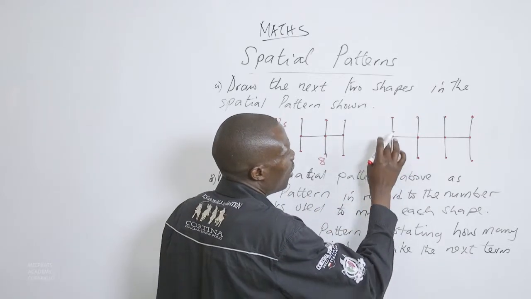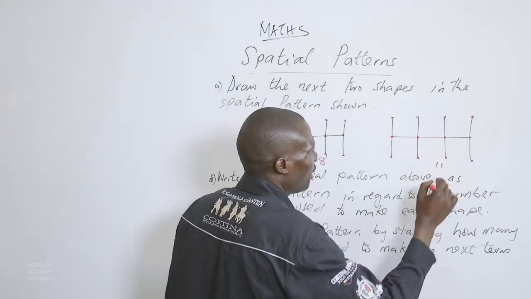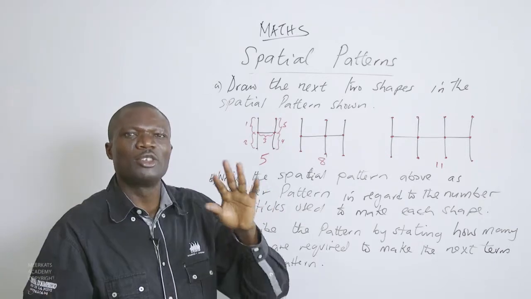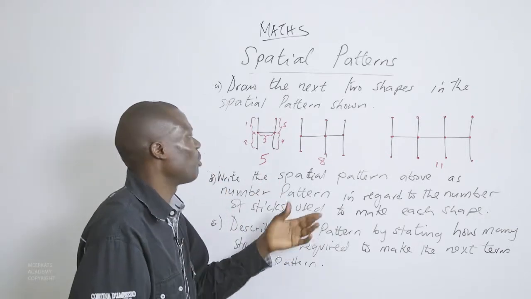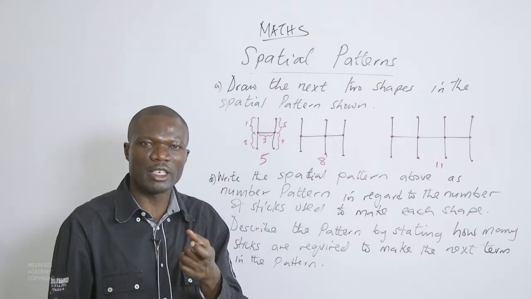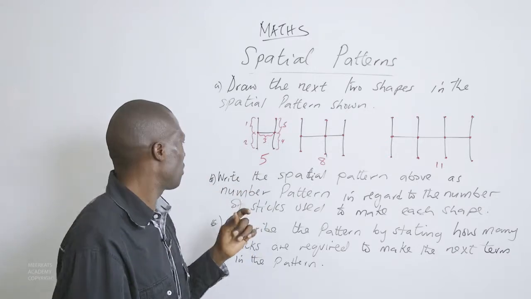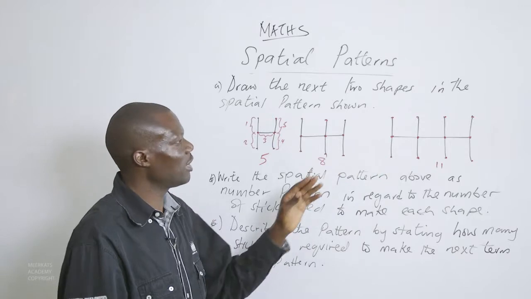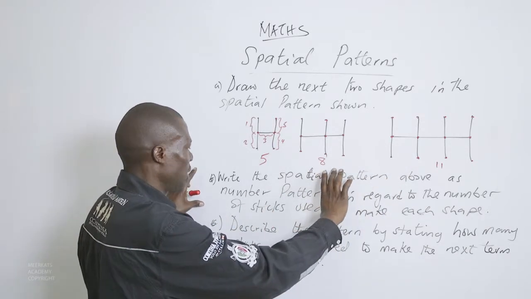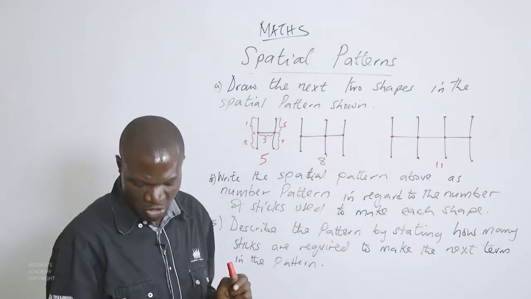So this one is 1, 2, 3, 4, 5, 6, 7, 8, 9, 10, 11. We have 11 sticks. So they are asking us to simply come up with the next 2 shapes. If we want to come up with the next 2 shapes, what are we supposed to do? Before we move into that, I want us to know it's a shape we want to look at. But before I draw the shape, I want to answer this question first, so that I now come with a space where I'm going to write.